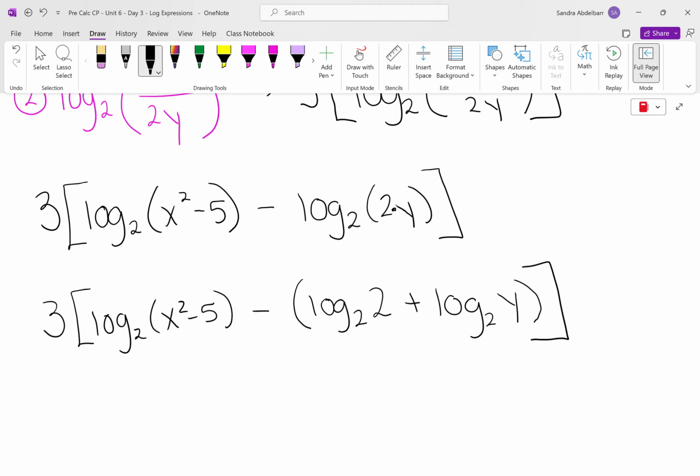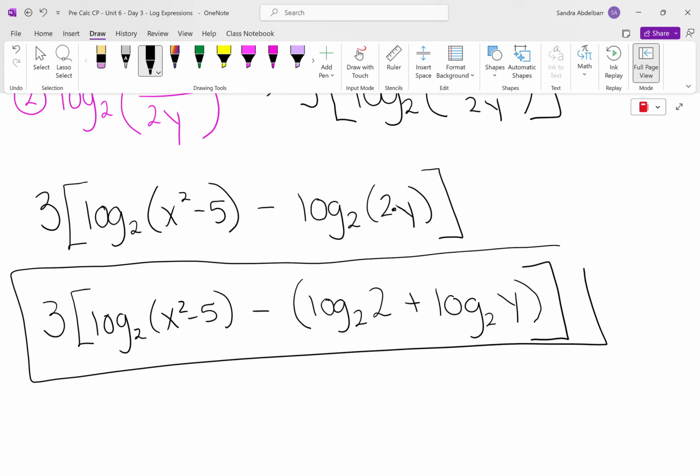So you have a choice. You can leave it like this, or if you wanted to distribute in that minus, you could. It's up to you. Do you guys want to leave it like this, or do you want to distribute in the minus? We're good.